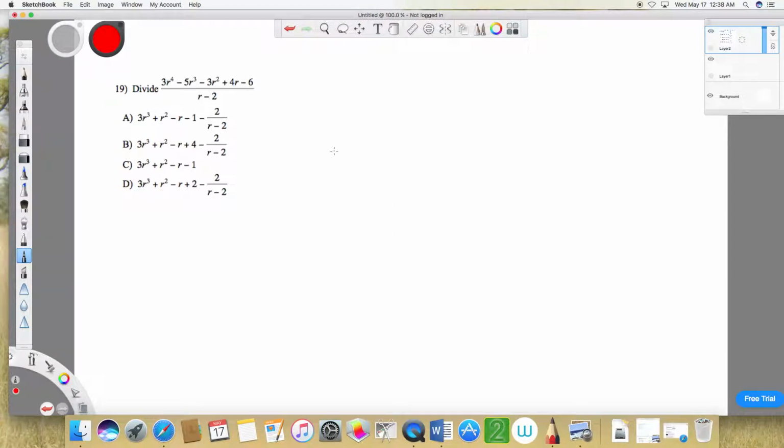Let's take a look here. They're wanting us to divide these two expressions. So again, I don't have an equation. I'm not solving for anything. I'm just simplifying this expression through the operation of division.